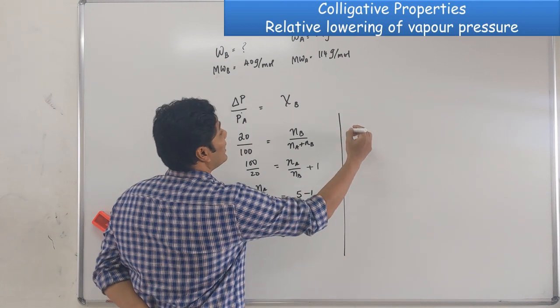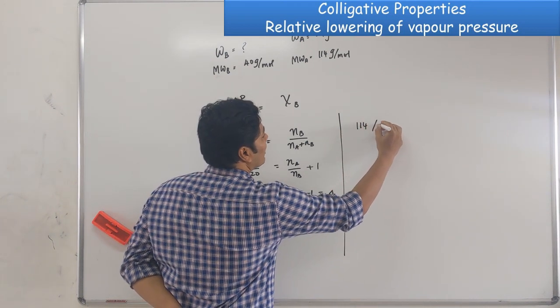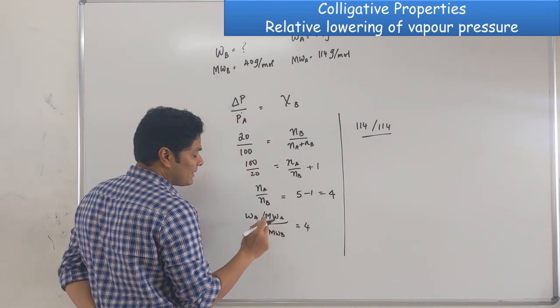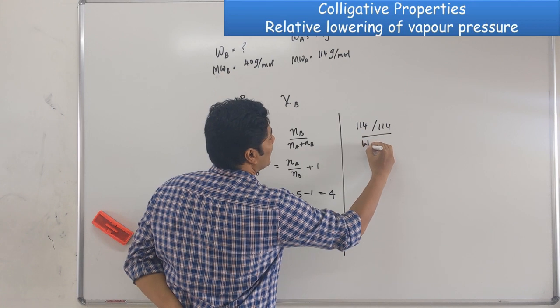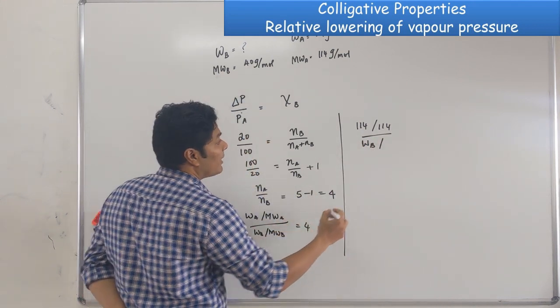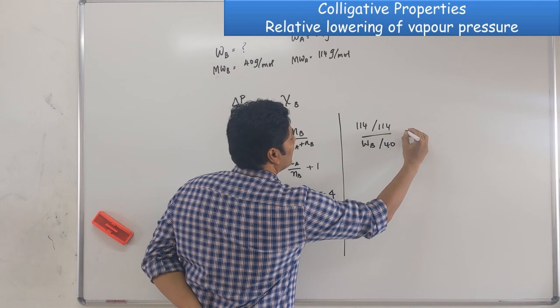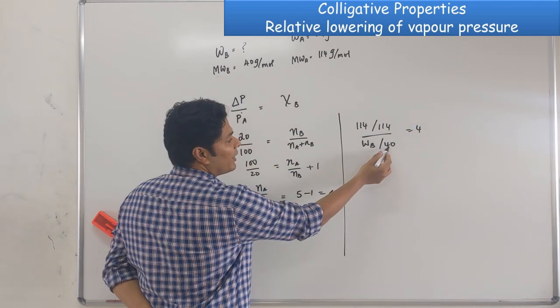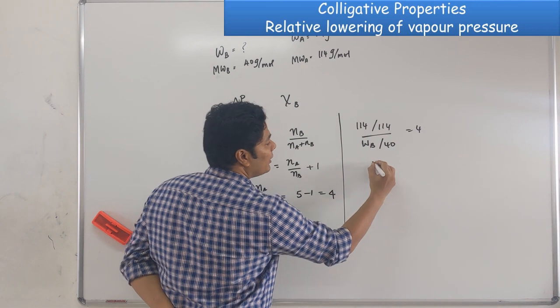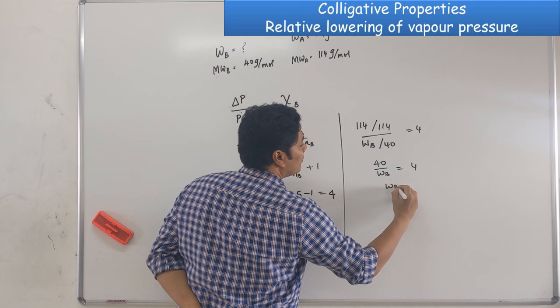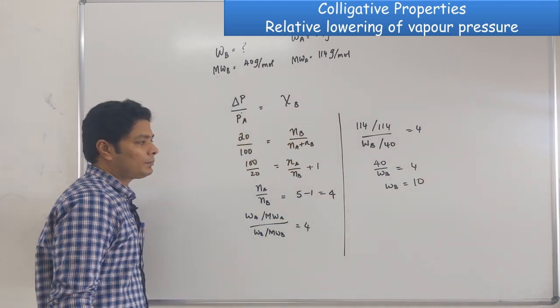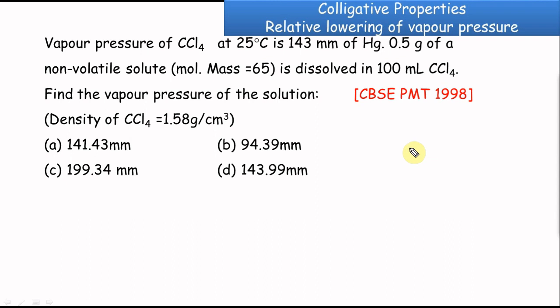Now what we can do is mass of A is 114 divided by 114, mass over molar mass divided by the mass of my B, which is my unknown, divided by molar mass of B, that's given as 40 equals 4. Denominator goes to the numerator, 114 by 114 is 1. So 40 by WB is 4, WB is 10. Let's do just a last problem. Vapor pressure of CCl4 at 25 degrees Celsius is given as 143 millimeters mercury.